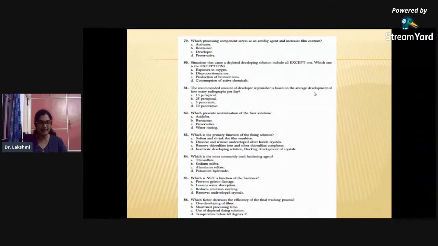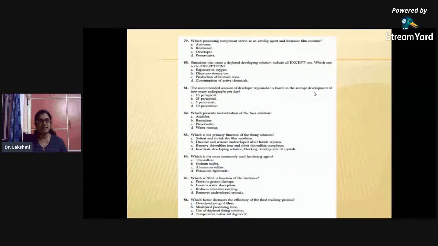Next, 79th question, which processing component serves as an anti-fog agent and increases film contrast? Okay, that is second one, restrainer. 80th question. Situations that cause a depleted developing solution include all except one. Which one is the exception? The answer is C, production of bromide ions. Okay. And then 81st question. The recommended amount of developer replenisher is based on the average development of how many radiographs per day? Answer will be C. That is 5 panoramic radiographs.